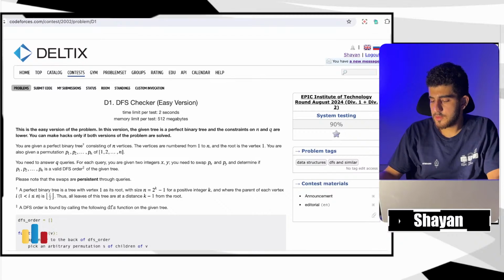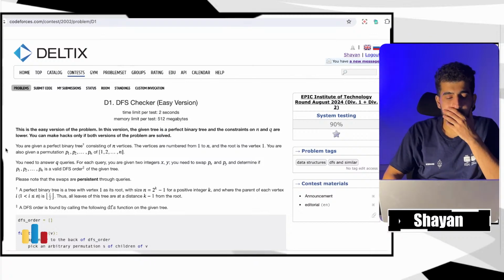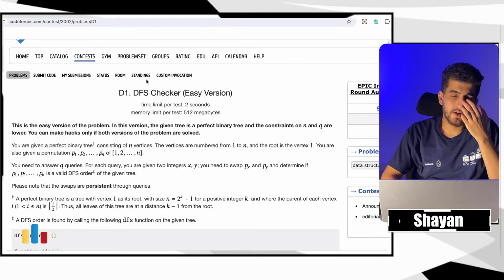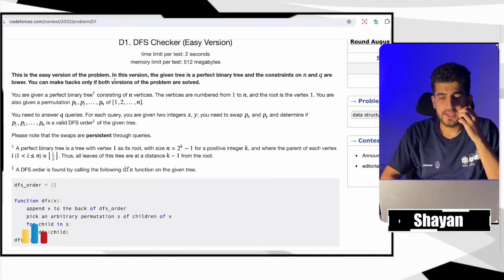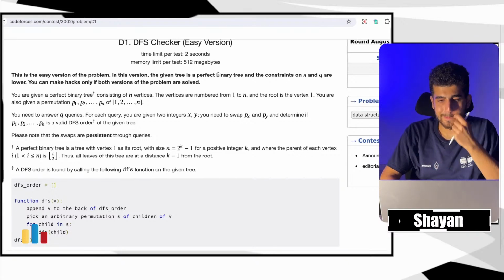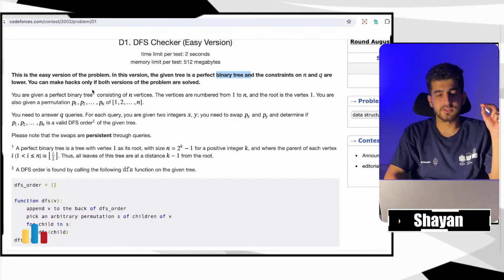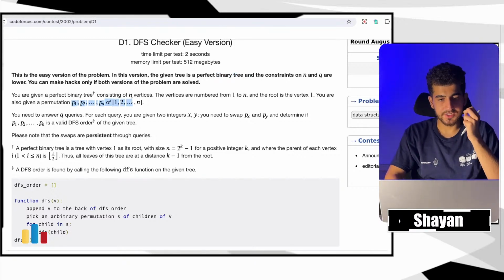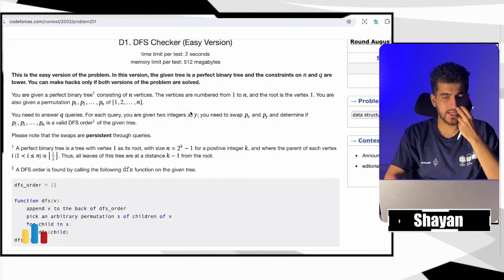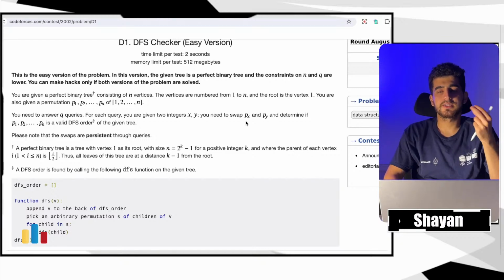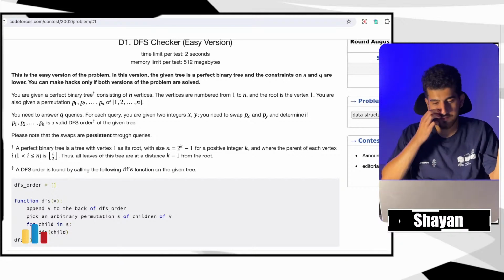From here it's getting a bit more complicated. I'll tell you about the solutions that I have in mind. Let's see what's gonna happen. So the first part of problem D, problem D1, DFS checker, easy version of it. In this problem, you have a binary tree and you have a permutation of all the vertices of this binary tree, and you need to answer Q queries. For each query, you are given two integers, x and y. You need to swap p sub x and p sub y and determine if p1 to pn is a valid DFS order of the given tree.